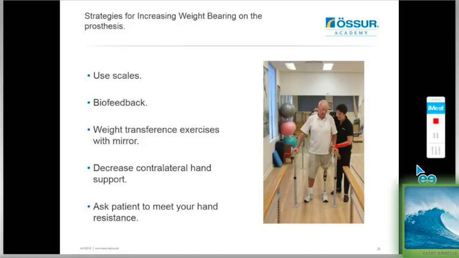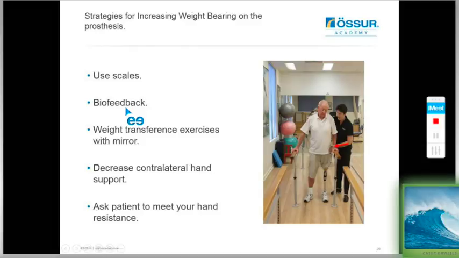If we look at strategies for increasing weight bearing on the prosthesis, we can use things like bathroom scales under the prosthetic side with a matching block under the other side so that the patient can see how much weight they're actually putting down through the prosthesis, because in the initial stages of gait training, they don't really know how much weight they're putting down there because they're using the support of both their hands. So we weigh them initially, see how much they weigh with their prosthesis on, and obviously our goal for the end of gait retraining is to put the entire body weight down through the prosthesis.